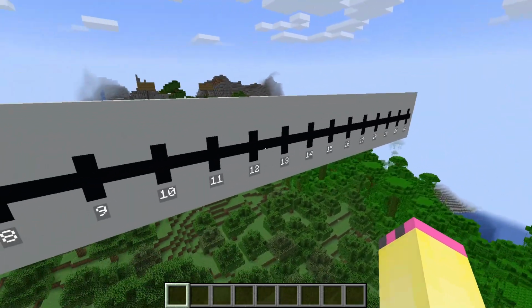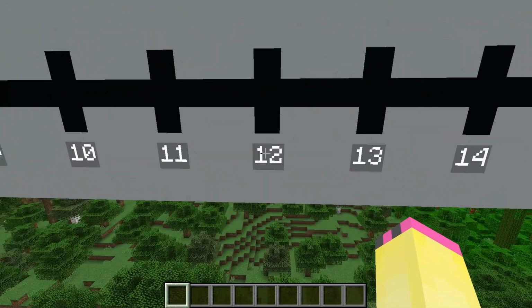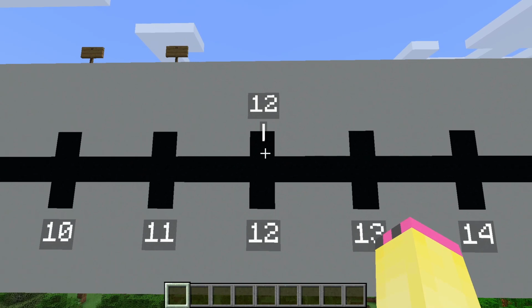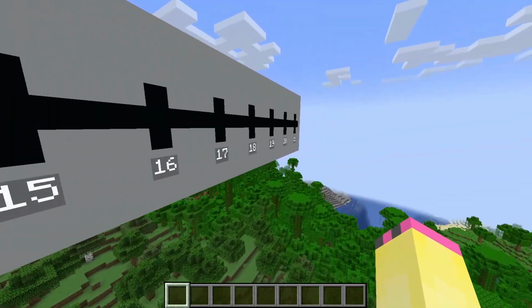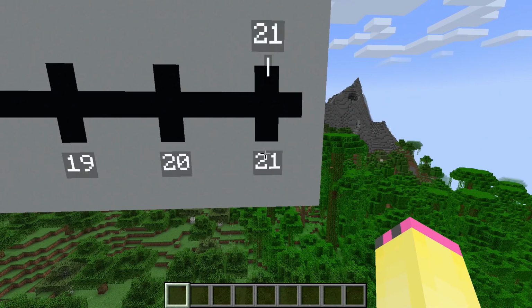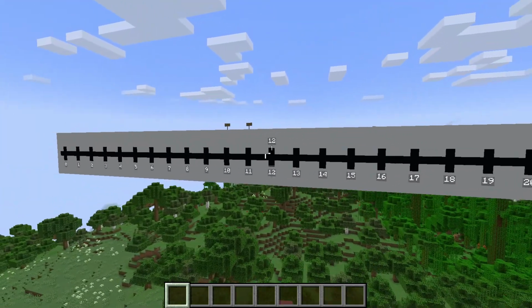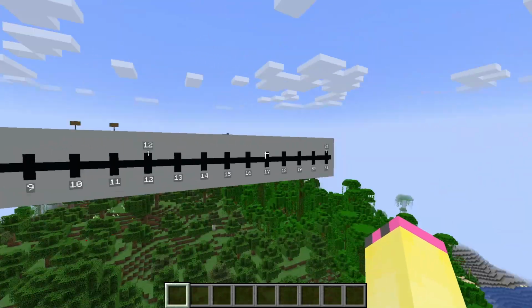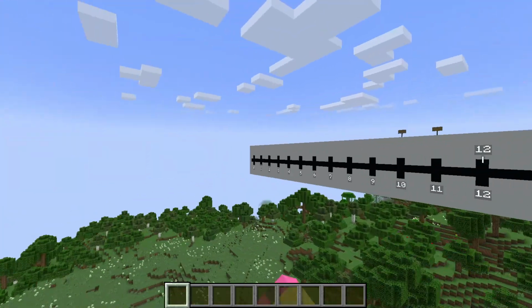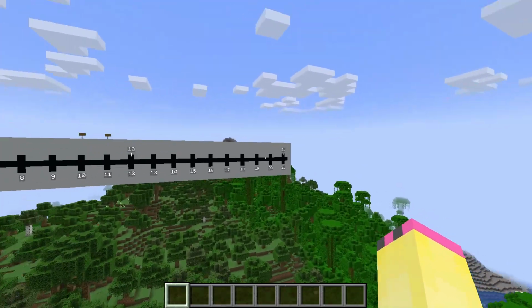Well, if we look here, we can find that 12 is right here on the number line. Let's just plot that real quick. And 21 is over here on the number line. If we zoom out, you can see that the distance between 12 and 0 is much shorter than the distance between 21 and 0. So 21 is the larger number.